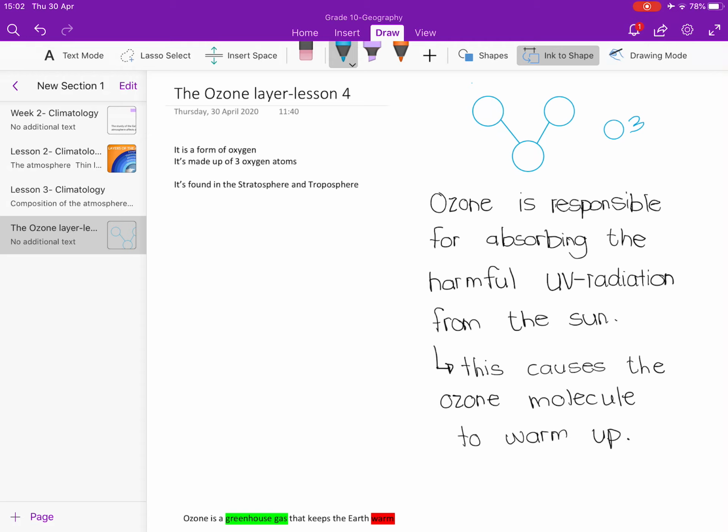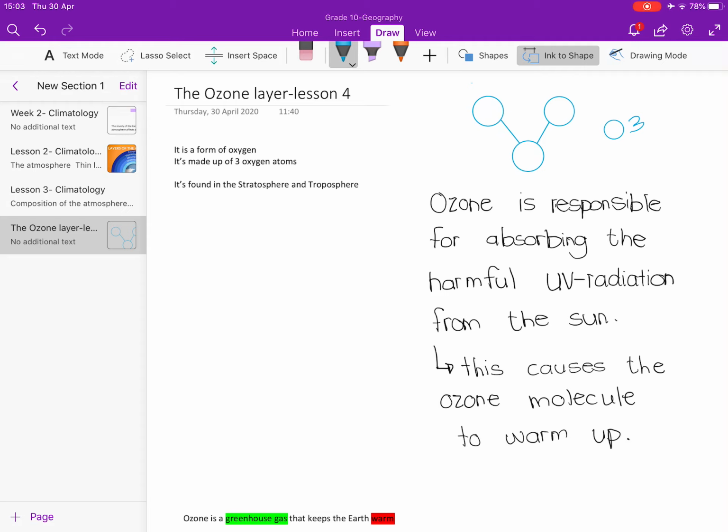Then these ozone molecules are found in the stratosphere and the troposphere. So if you can recall, the troposphere is our first layer and the stratosphere is the second layer. So the ozone layer can be found in the stratosphere, okay? And these ozone molecules can be found in both the troposphere and the stratosphere. So let's just have a look at the ozone molecules and how they develop.